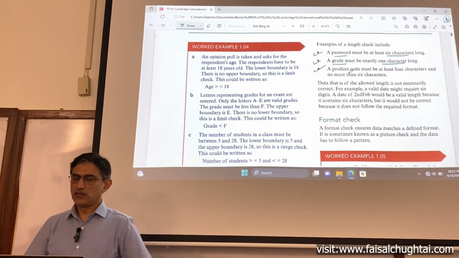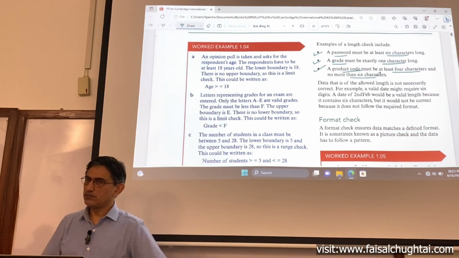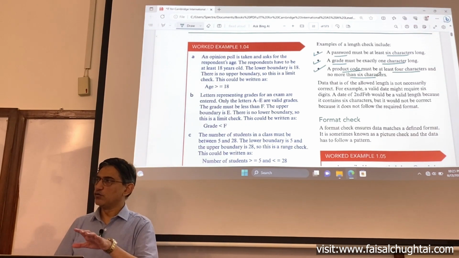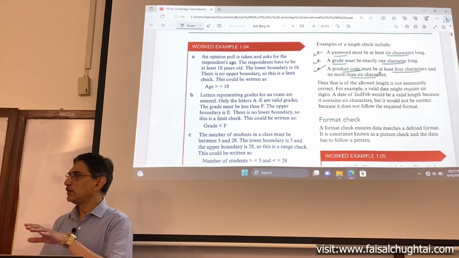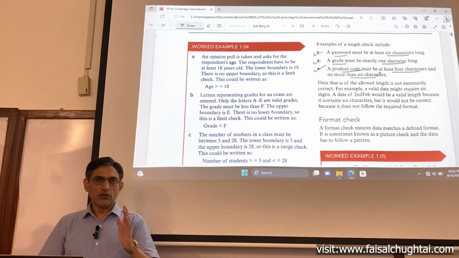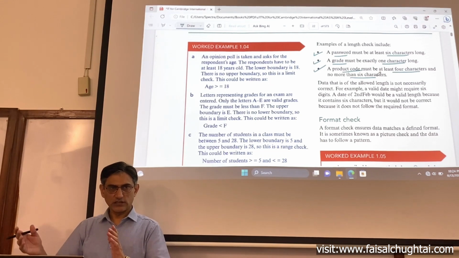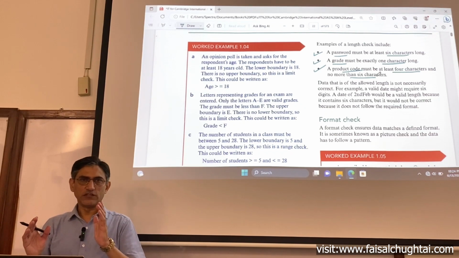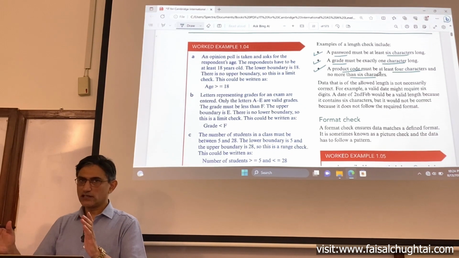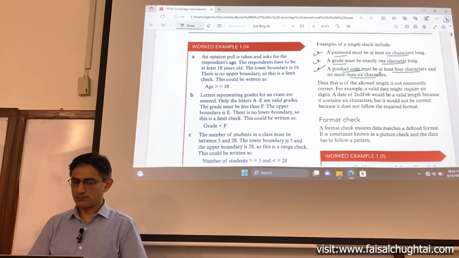The next example, a product code must be at least 4 characters and no more than 6 characters. So here you have an option where your product code may be at least 4 characters or a maximum of 6 characters. It will not accept fewer than 4 characters. It will not accept more than 6 characters, but it will accept a product code which is either 4 characters long, 6 characters long, or 5 characters long. All right. So this is what the length check is about.